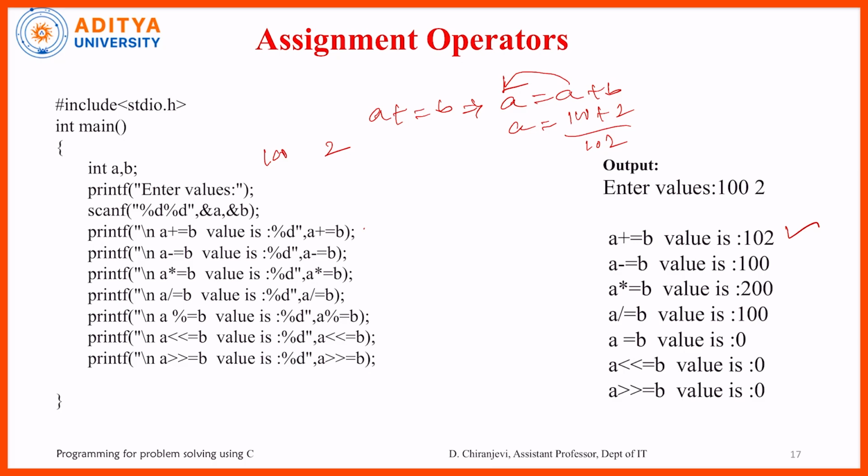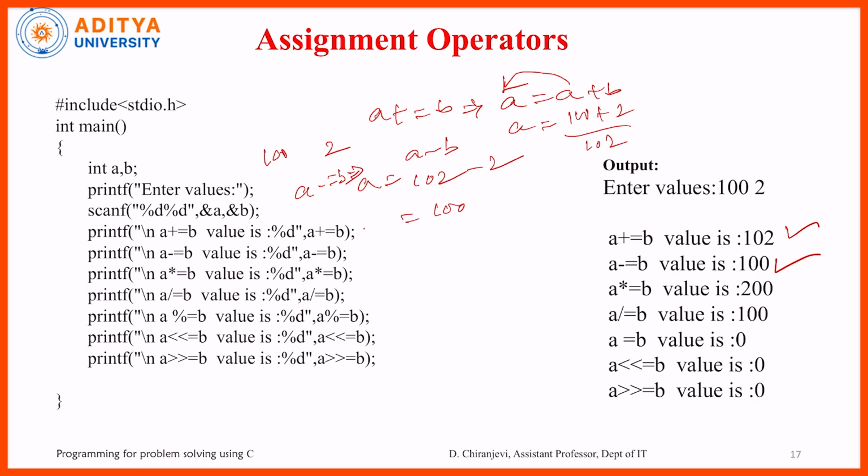Okay. Then a minus b. Now the updated a value is 102 and then you do minus b. So a equal to a minus b, right? So you can write it like this: a minus equal to b. It gives a equal to a minus b, 102 minus 2. So you will get 100. Okay, that's why it is 100.